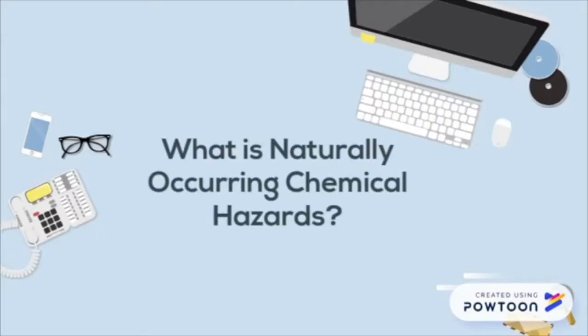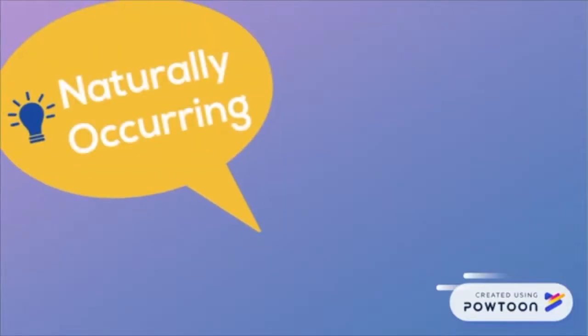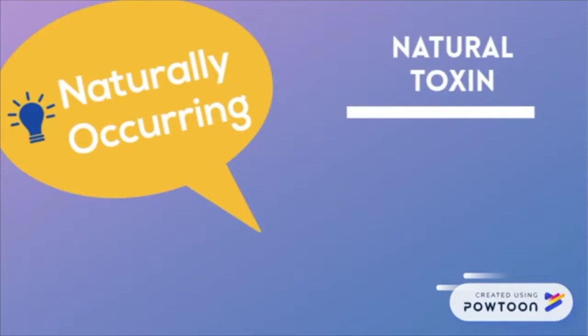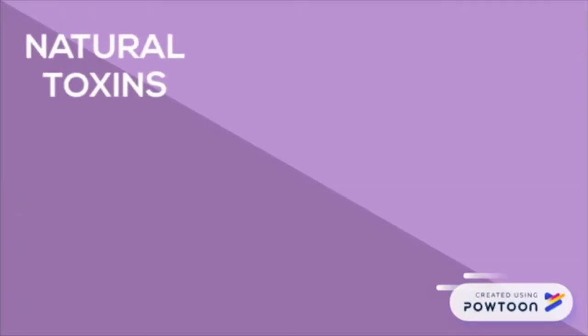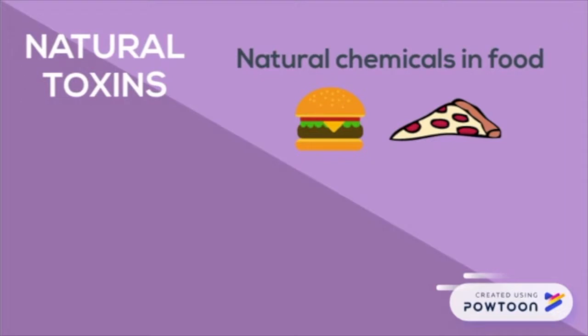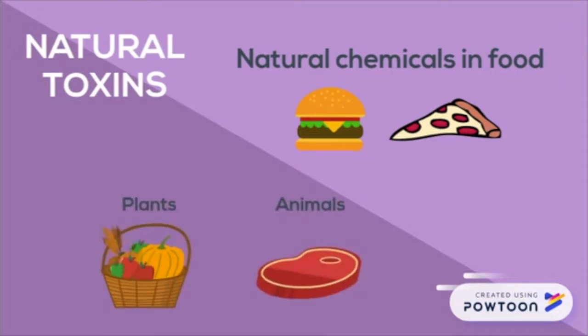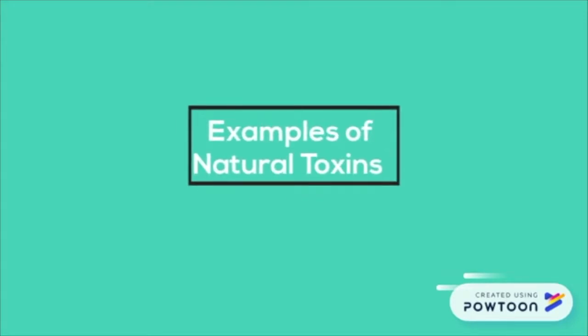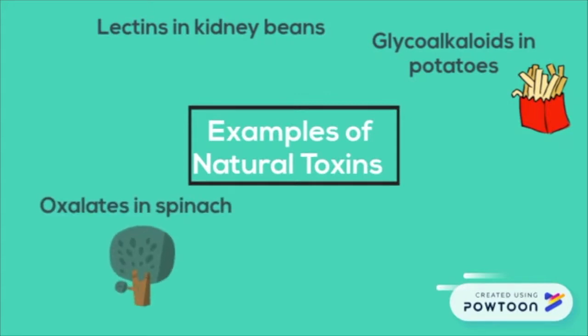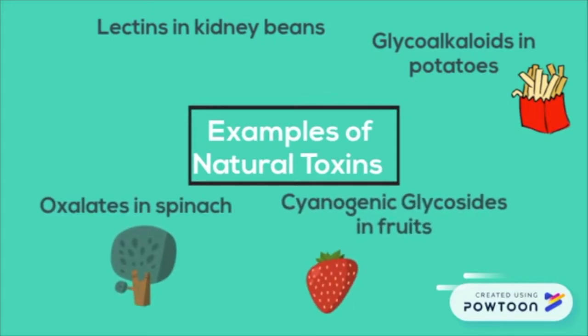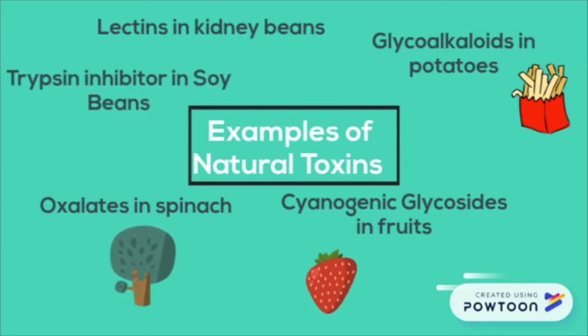What are naturally occurring chemical hazards? Naturally occurring hazards can be classified into two types, which are natural toxins and natural and environmental contaminants. Natural toxins can be present due to the natural chemicals in food, which are produced by plants or animals. Examples of natural toxins are lectins in kidney beans, glycoalkaloids in potatoes, oxalates in spinach, cyanogenic glycosides in fruit, and trypsin inhibitors in soybeans.